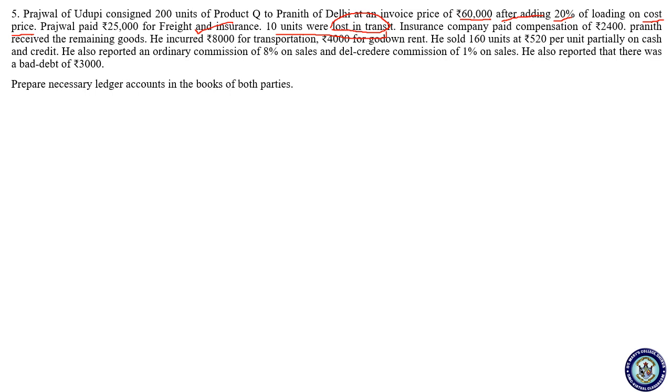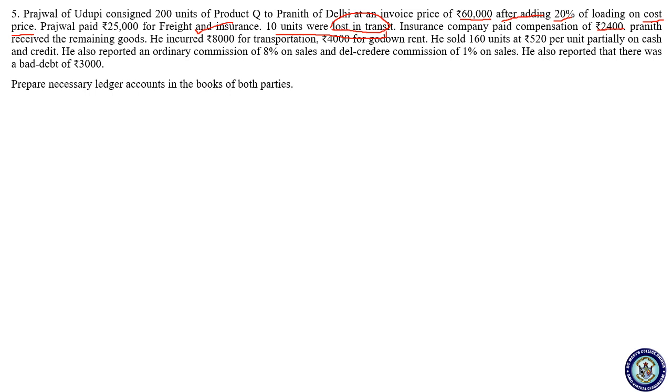Lost in transit means that when you calculate the value of abnormal loss, you have to take the non-recurring expenses of the consignor only, because it is lost in transit. The consignee is yet to receive the goods. He didn't receive the goods, but before he received them, they were lost. So it is the consignor who has to bear the loss, not the consignee. So when you take the non-recurring expense, you have to take the proportion of only the consignor. The insurance company paid compensation of 24,000. This you have to take in the abnormal loss account.